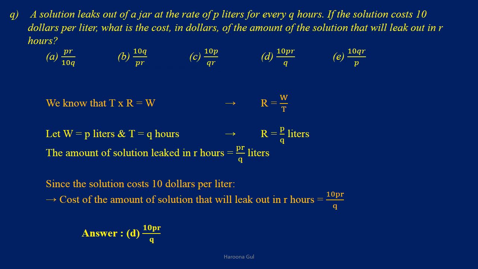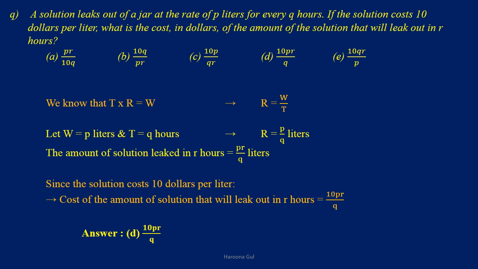Now, the problem is asking about the cost of the amount of solution that will leak in R hours. Therefore, we will have to multiply R with P over Q liters, and since we have been given per liter cost of leakage, which is $10, hence the cost of the amount of solution will be 10 PR over Q. So the correct answer choice would be D, that is 10 PR over Q.